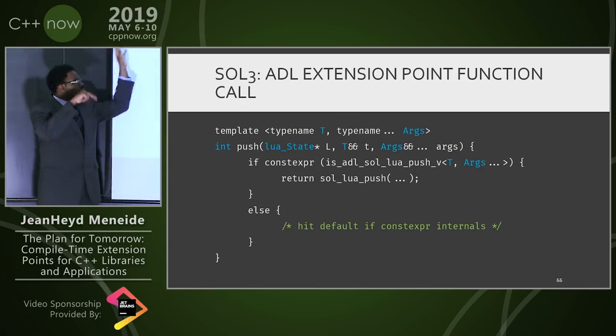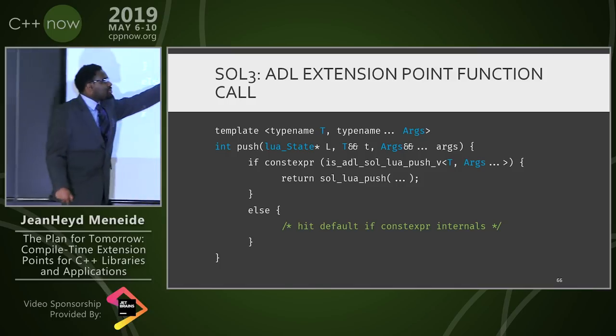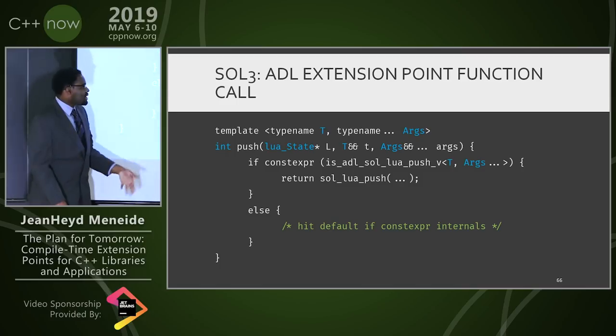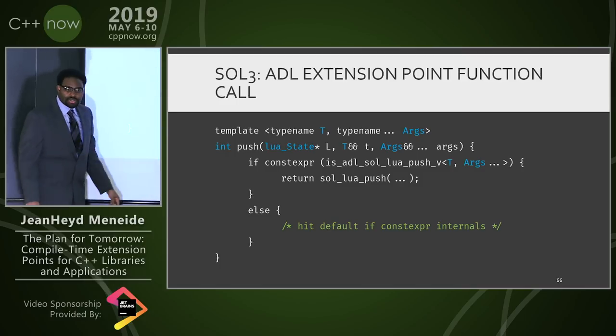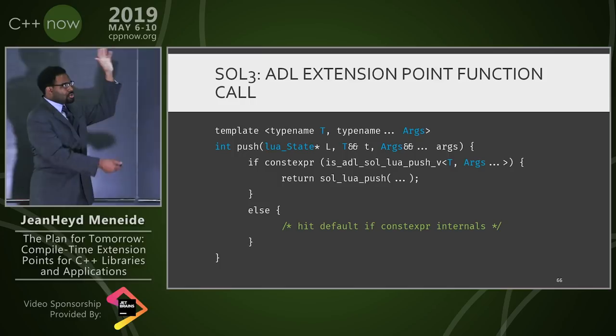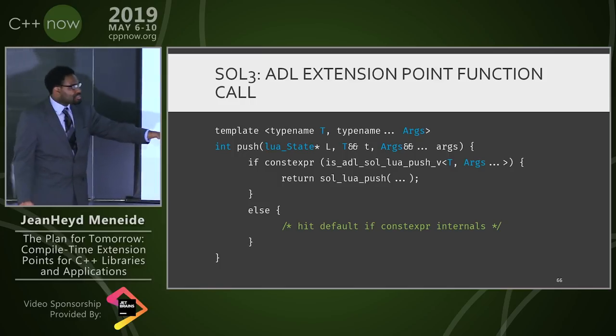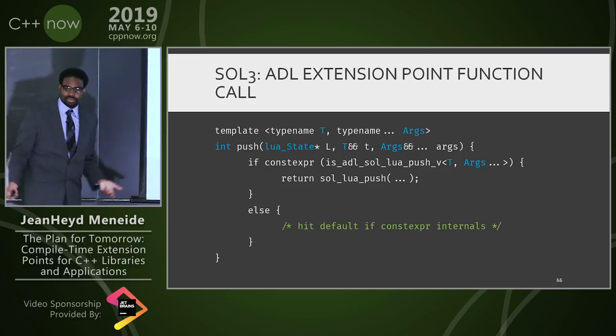And those arguments are like this. So this is the implementation of the sol lua push function. We say, if constexpr, can I call this function? Yes. All right, I'm going to call the function. Otherwise, do the internals. So we have the branch for the user's extension point and then the branch for ours, which is just the default implementation.